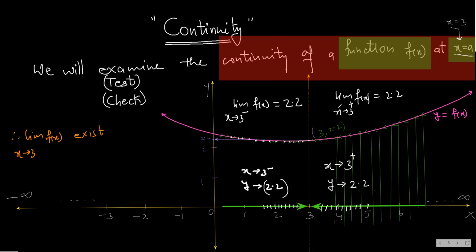You know, if the left hand limit and right hand limit at 3 are equal, then the limit at 3 exists. Had these two not been equal, we would have said the limit as x tends to 3 does not exist. So here the limit exists, and the value of the limit is 2.2.